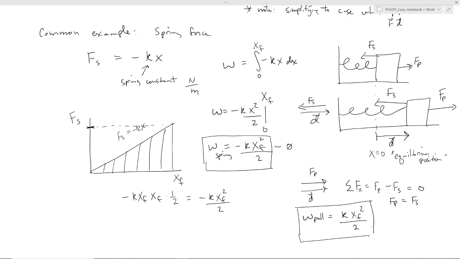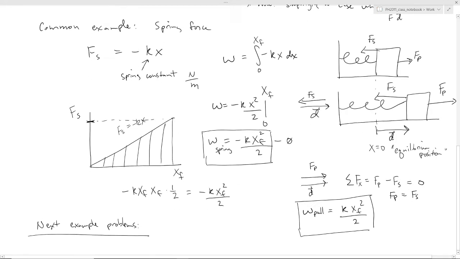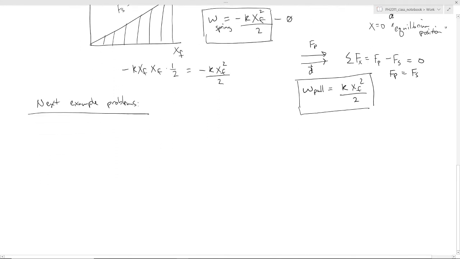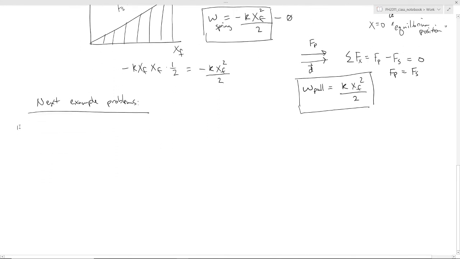So this example of a spring is probably the most common example of a situation where you have a varying force. And let me show you now a couple example problems. So that's what we're going to do next, example problems. So the first example that I want to show you is similar to this. It's a spring problem.